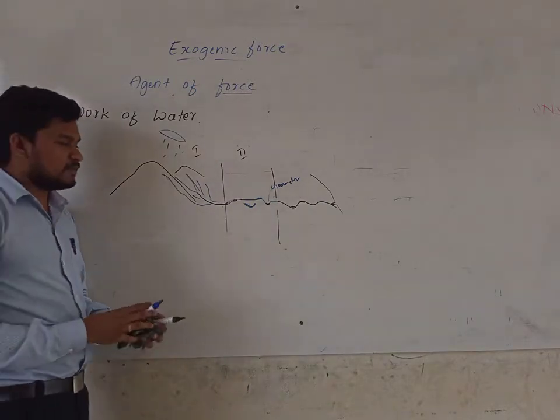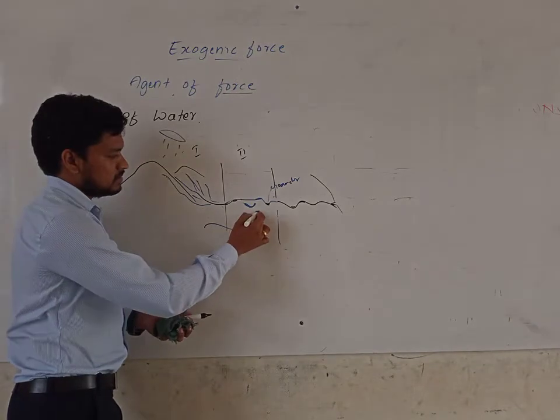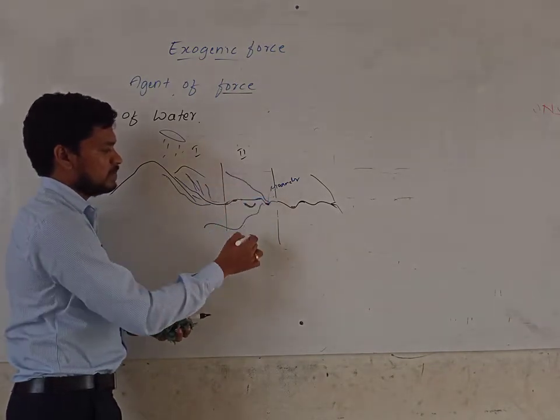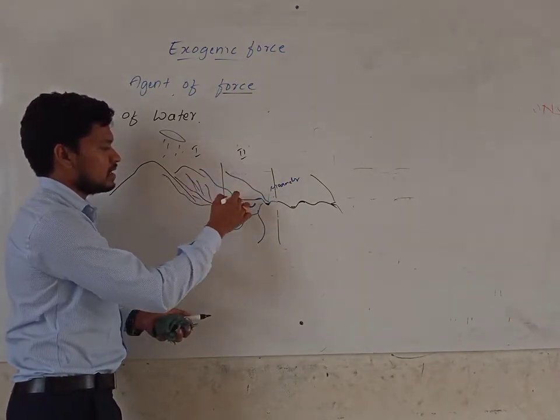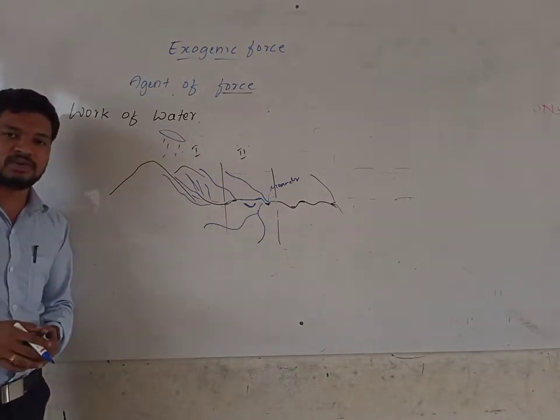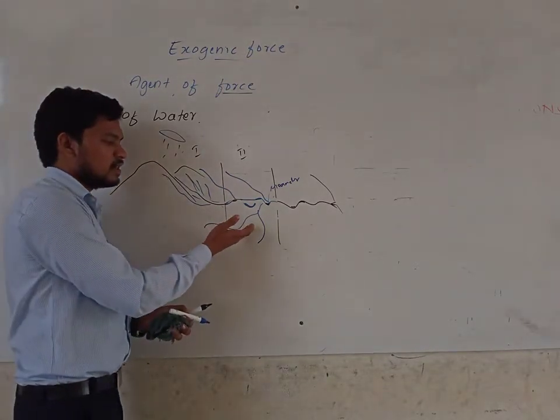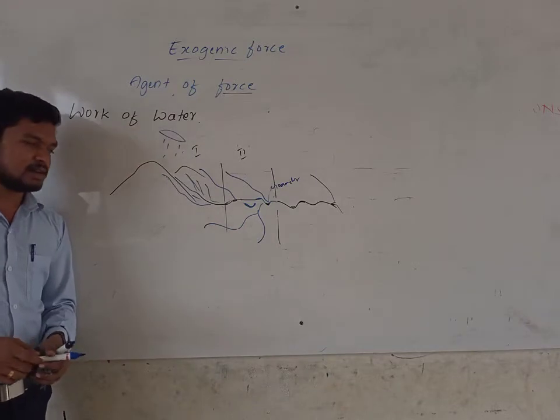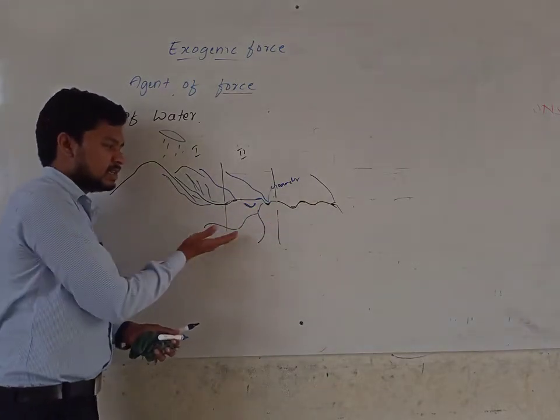So here we will get different sub-rivers. The sub-rivers will be joined into these main rivers from these high areas or high altitude areas. So it's called tributaries. Sub-river, this is the main river.